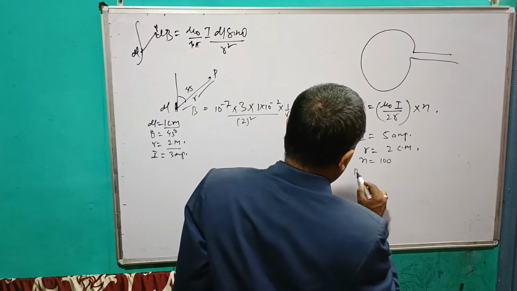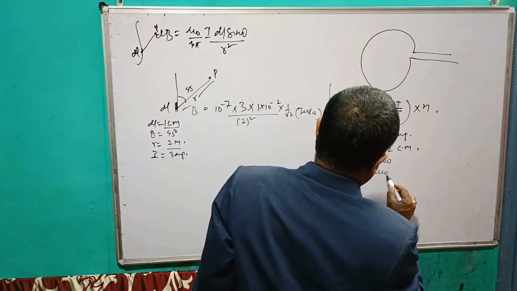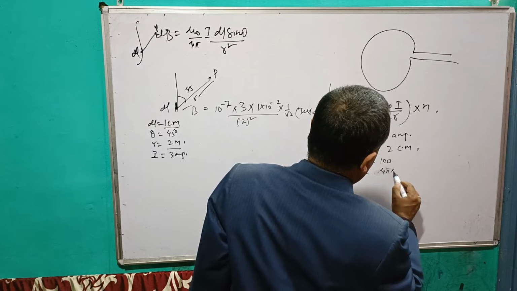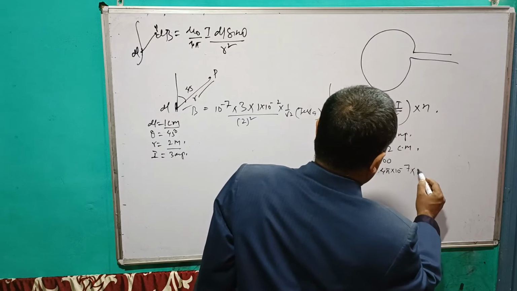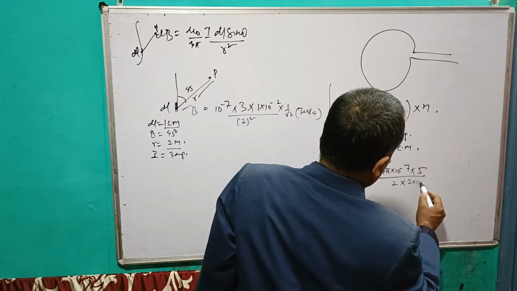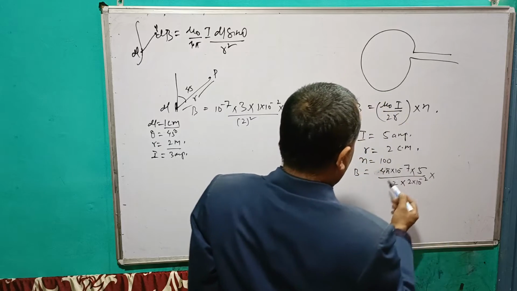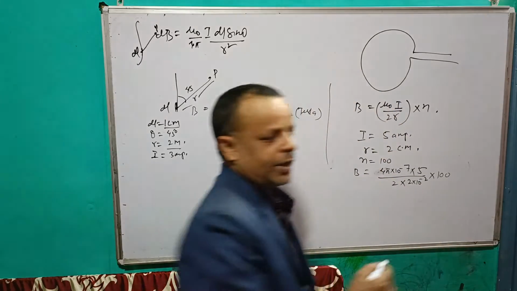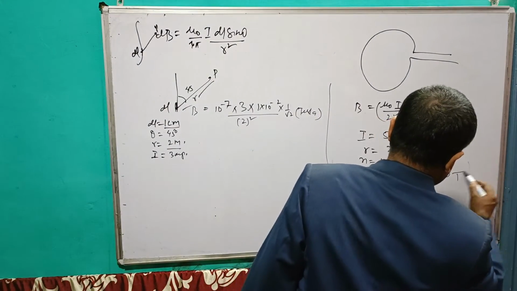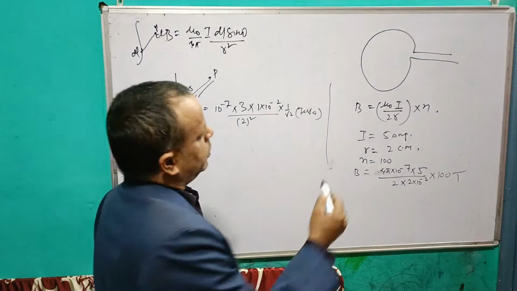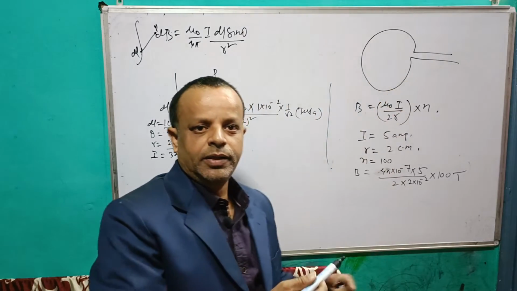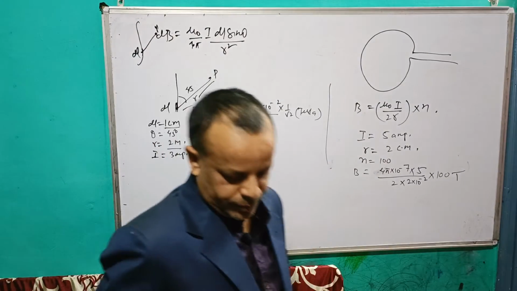In that case, what will we do? Mu naught is going to be 4 pi into 10 to the power minus 7. Current is 5 ampere. Radius of the circle is 2 centimeter, 2 into 10 to the power minus 2. And we are given the number of turns as 100. We'll multiply it by 100 to get the strength of magnetic field. This will be in Tesla. And the direction of magnetic field will be determined by using Fleming's right hand rule.